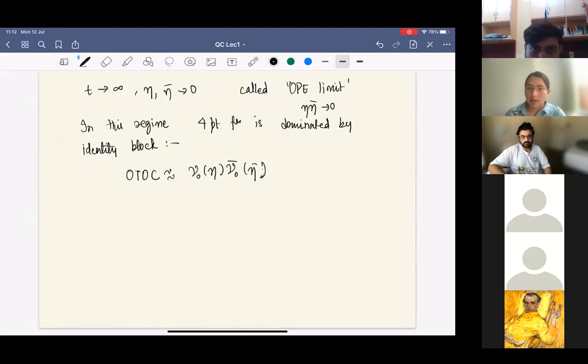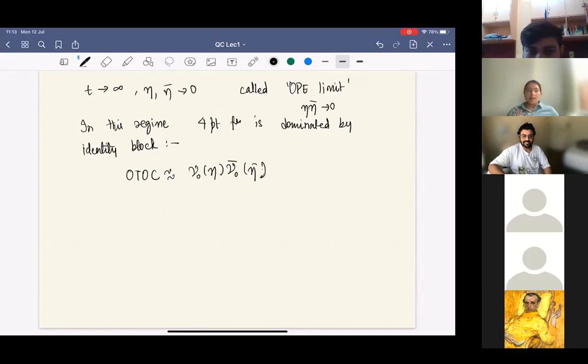And now we will need the form of the identity blocks to do the further calculation. Right, you can ask questions at this point. Okay. Akhil, you want to ask?